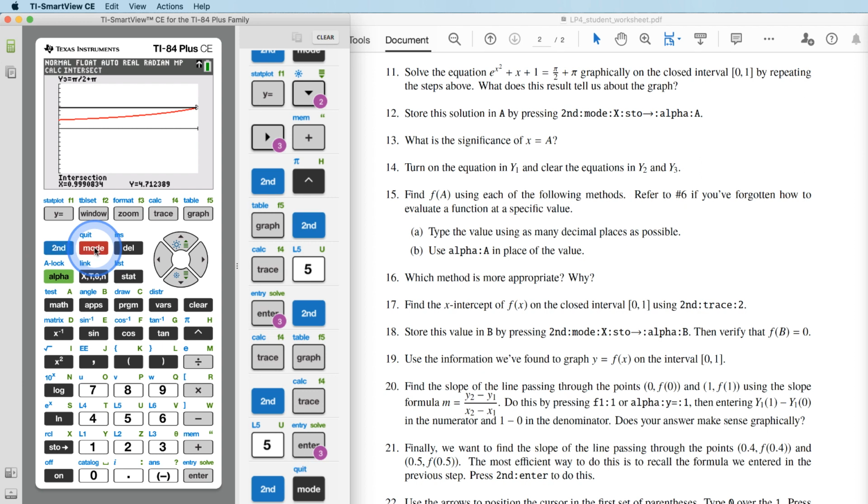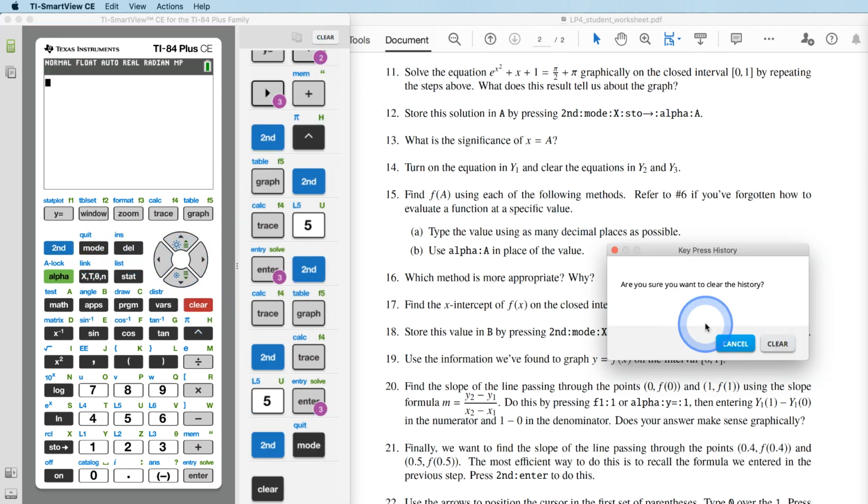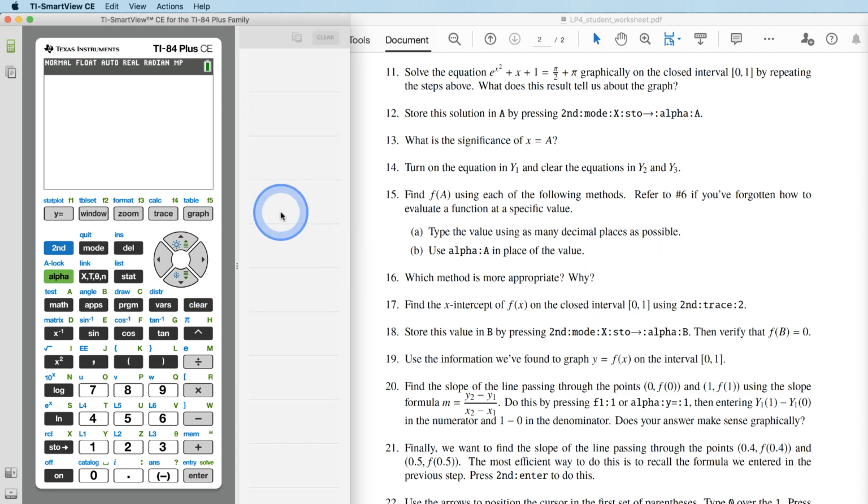I'm going to quit, second quit. I'm going to clear my home screen. I'm going to clear my key press history. And let's just see. Right now, if I press X, enter, sure enough, it remembered what that x value was. So it's right there.